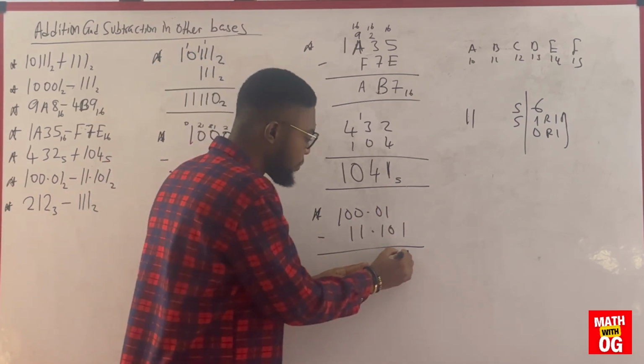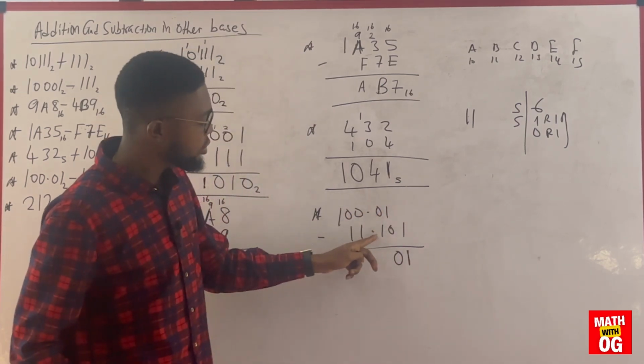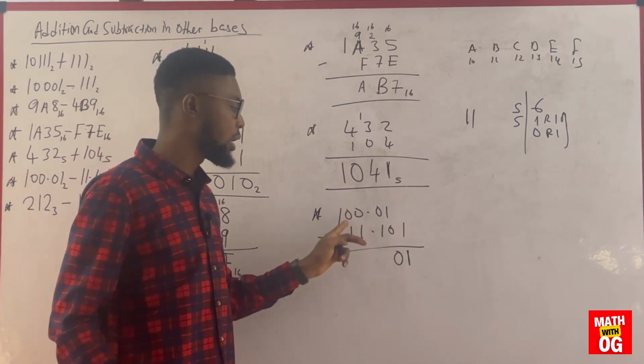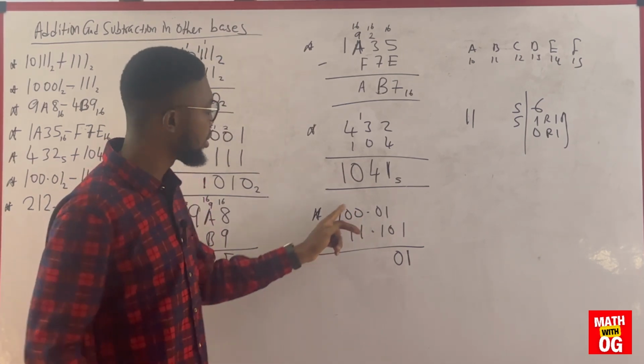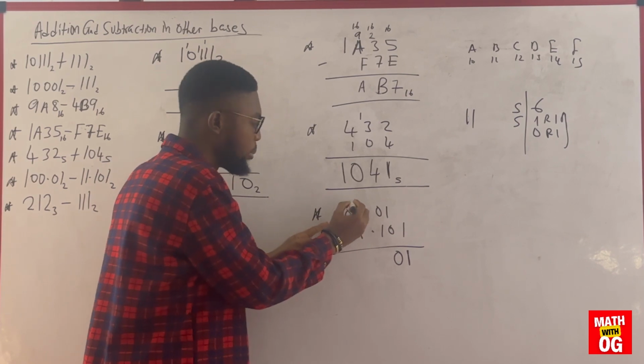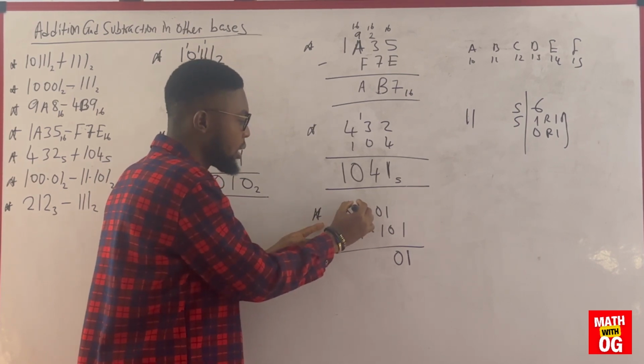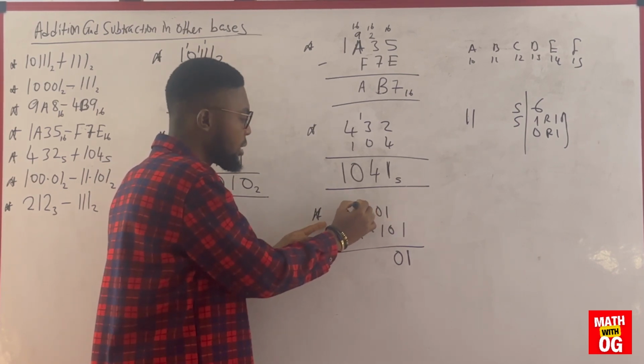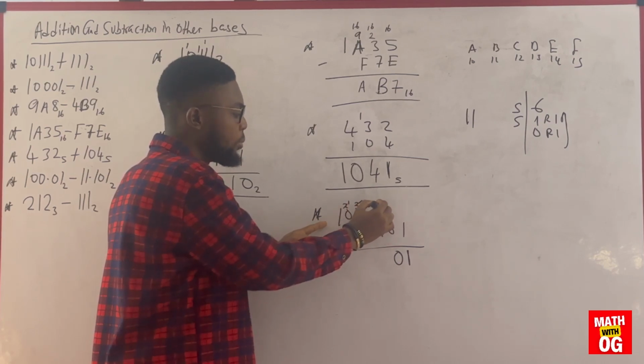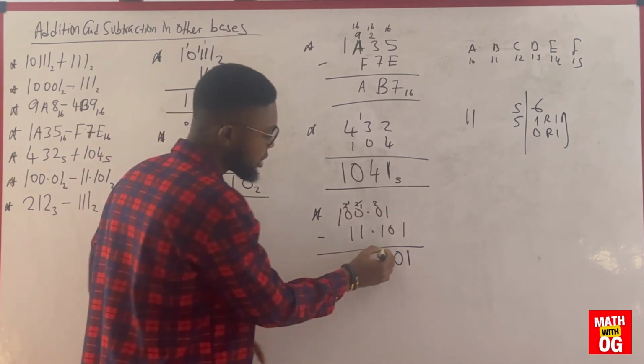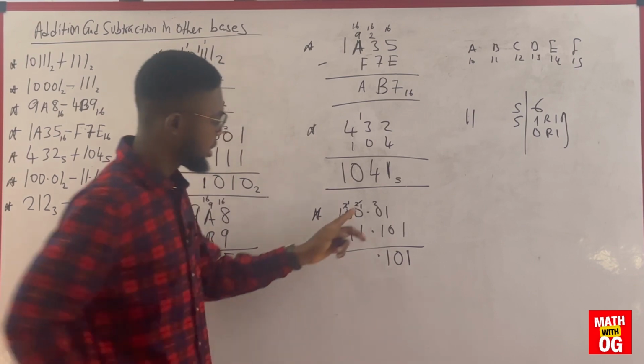0 minus 0 is 0. 0 minus 1 cannot go through. We cannot borrow from here, so we'll start from here. Borrow 1 from here. This will be 2. Borrow 1 from here. Here automatically turns to 1. Here should be 2. Borrow 1 from here. Here automatically turns to 1. And here will be 2. 2 minus 1 is 1. Point. Now here is 1.